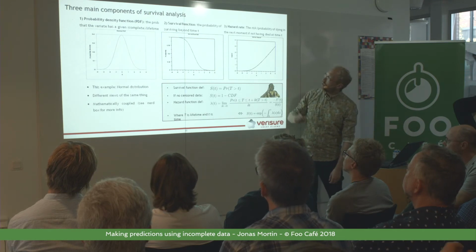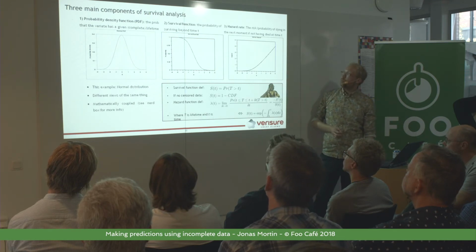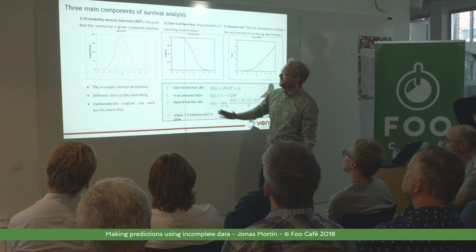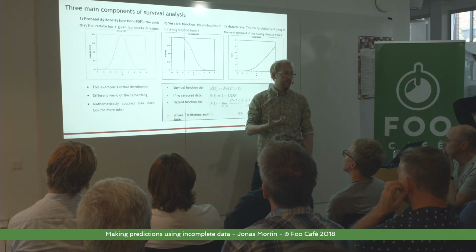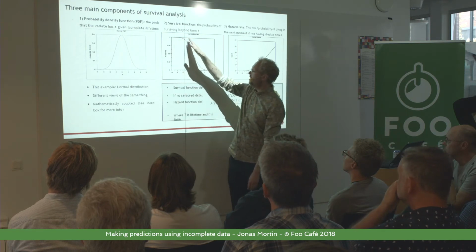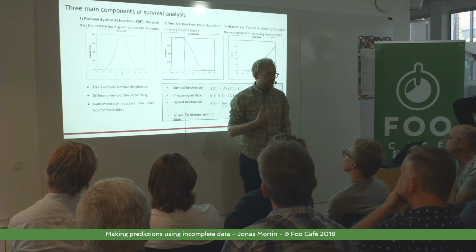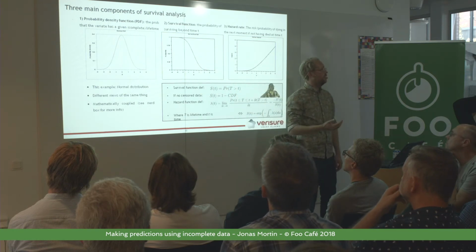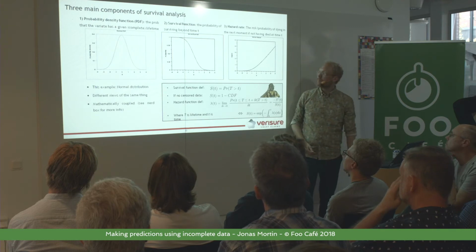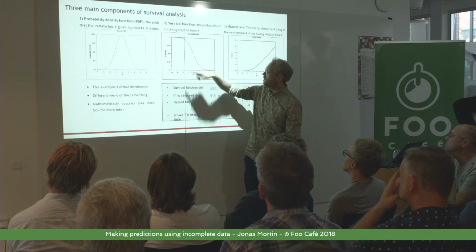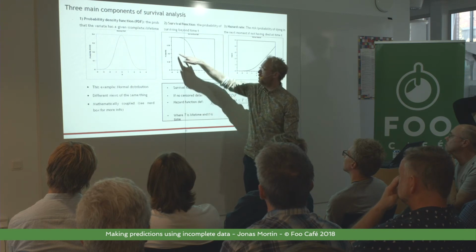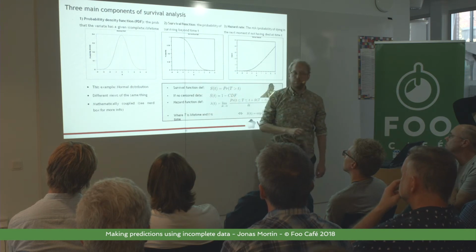We also have the survival function, which is the probability of surviving beyond time t. So if this is time 0, you have a probability of 1 of surviving time 0. But then as time passes, you will have lower and lower probability of surviving beyond that time. So for example here, at x0, you have a probability of 50% of surviving.